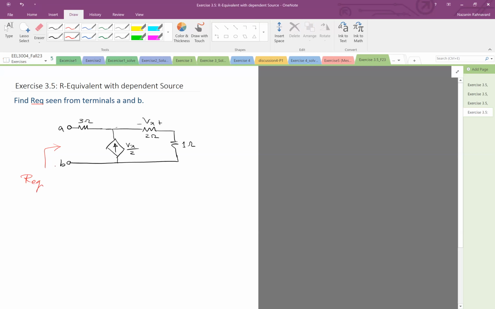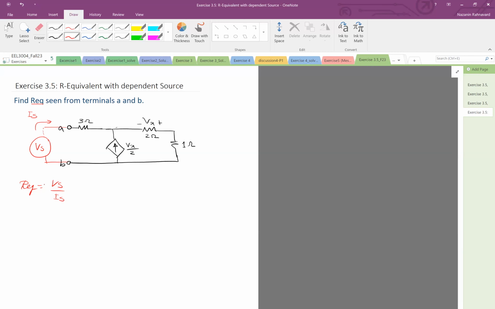So as I mentioned in the class, if you're given such a problem and there's a dependent source there, what you have to do is use a voltage source. As if you are connecting your circuit to a voltage source, Vs, and then you look at Is, and R equivalent is basically Vs over Is. So this is how you solve this kind of problem.